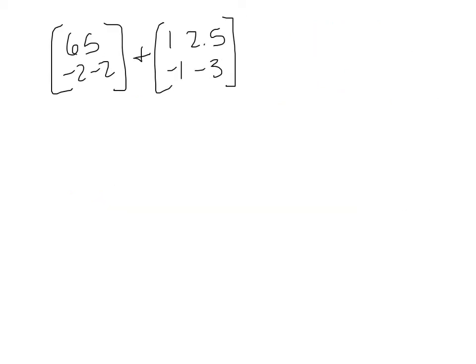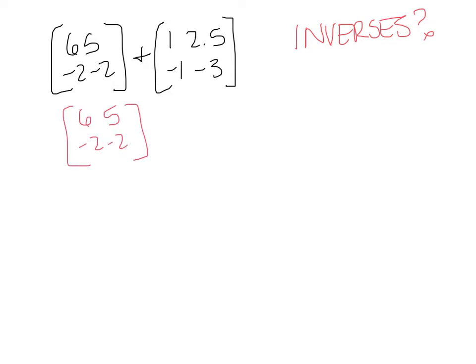So here's another pair of inverses that we are going to check. Remember, we are going to be multiplying them to see if they are inverses, if they do indeed get us that identity matrix. So I'm going to start out with the order they're written in: 6, 5, -2, -2, times 1, 2.5, -1, -3. We know we're going to have a 2 by 2 matrix in the end, and we'll do our multiplication.